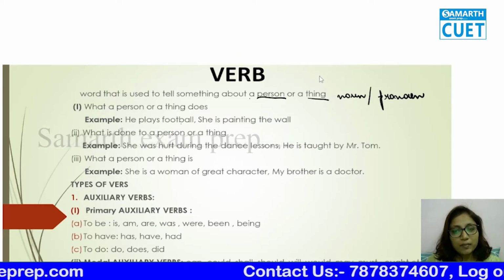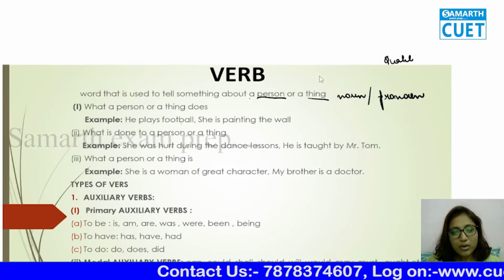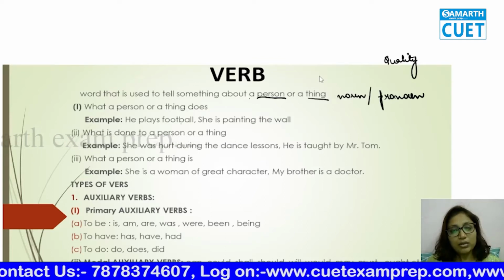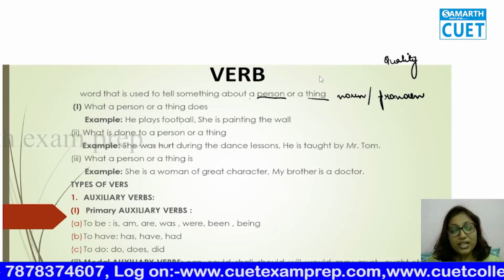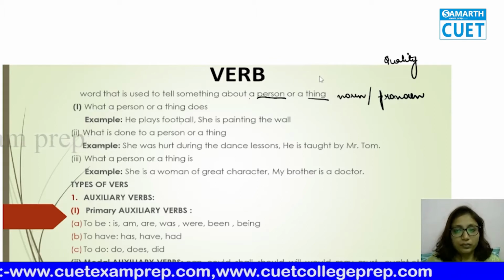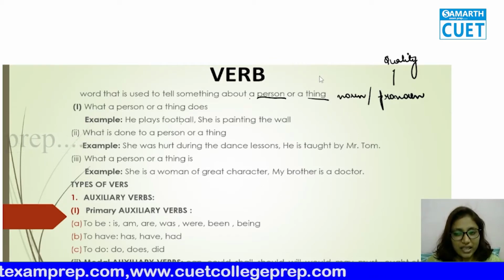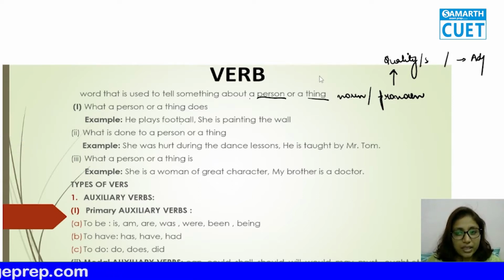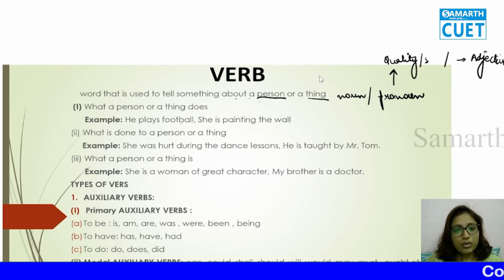They are not going to tell about the quality, quantity, size, color. They are not telling about the quantity of them. So quality of those noun and pronoun. Because the words that tell us about quality, quantity, size and all that, those words are basically adjectives. But here I am telling you about verb. So verbs are basically the words that tell about a person or a thing.